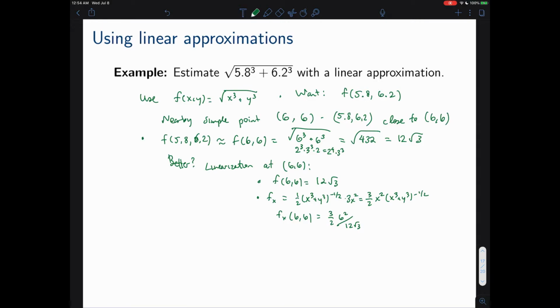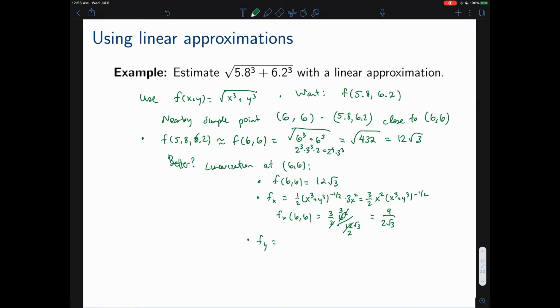So I guess we could simplify a little bit. One of the 6's cancels with this 12, and then the 2 from the 6 cancels with one of the 2's. So we end up with 9 over 2 root 3.